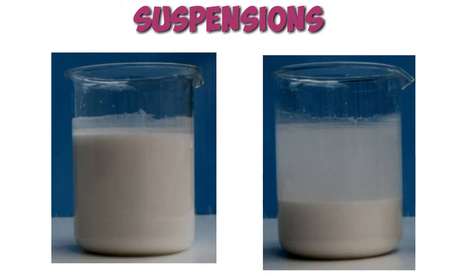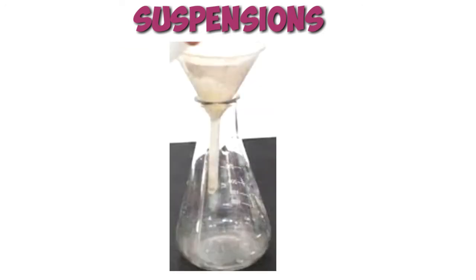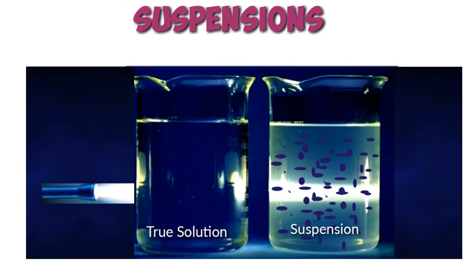If we filter the suspension of chalk and water, the chalk particles are left behind as a residue on the filter paper and the clear water is obtained as a filtrate. This means that chalk and water suspension can be separated into chalk and water by filtration. If a beam of light is passed through chalk and water suspension, it scatters the beam of light and so the path of light is visible in the suspension. So we can conclude the properties of suspension.